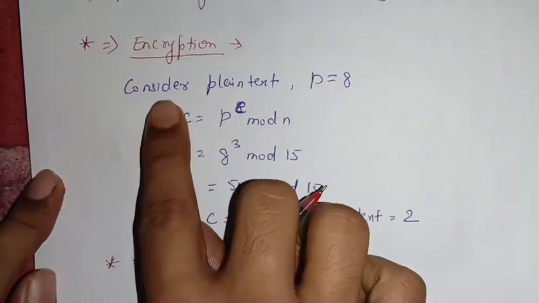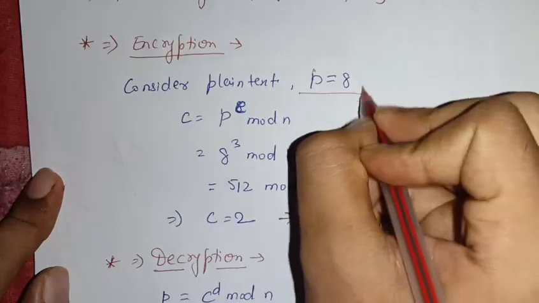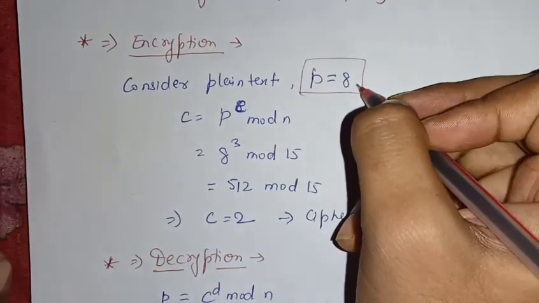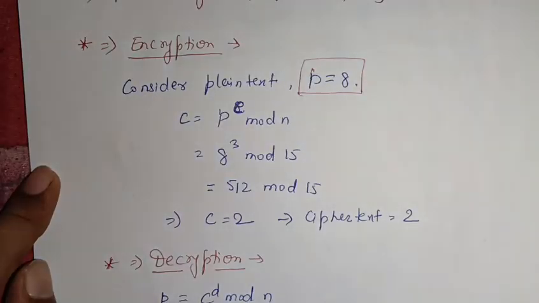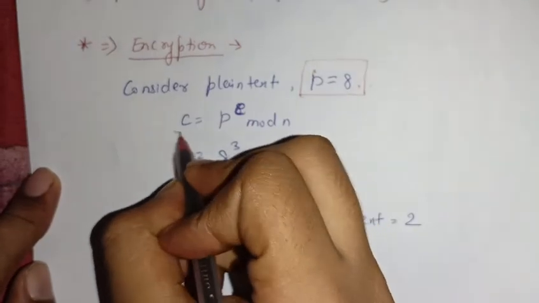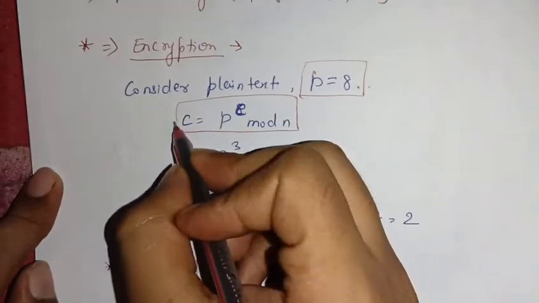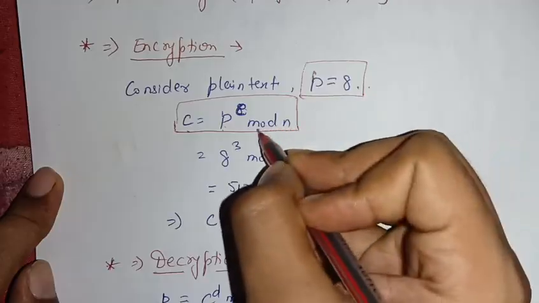So for the encryption technique, consider plain text P equals 8. This is your wish. Whatever plain text value you need to take, you can take. It is up to you. The formula is ciphertext, that is C, equals P to the power E mod N.